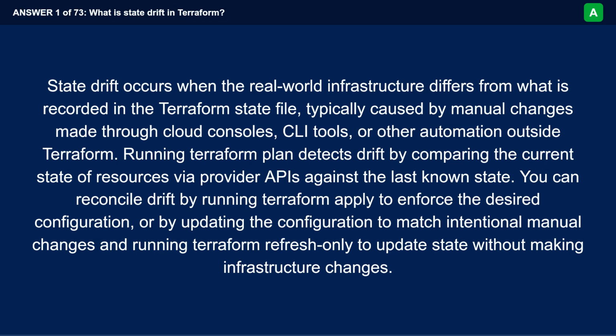Running terraform plan detects drift by comparing the current state of resources via provider APIs against the last known state. You can reconcile drift by running terraform apply to enforce the desired configuration, or by updating the configuration to match intentional manual changes and running terraform refresh-only to update state without making infrastructure changes.